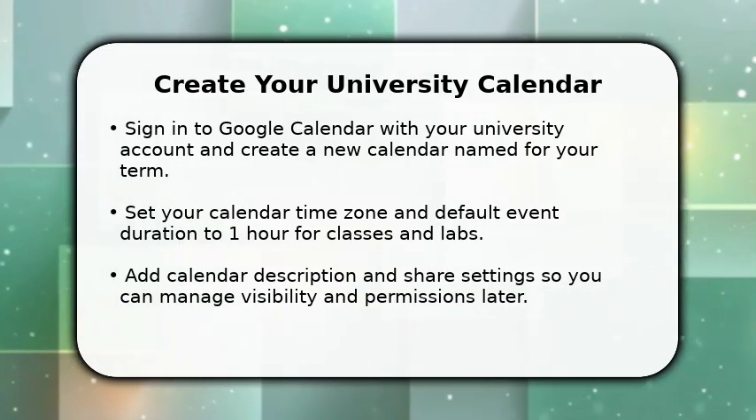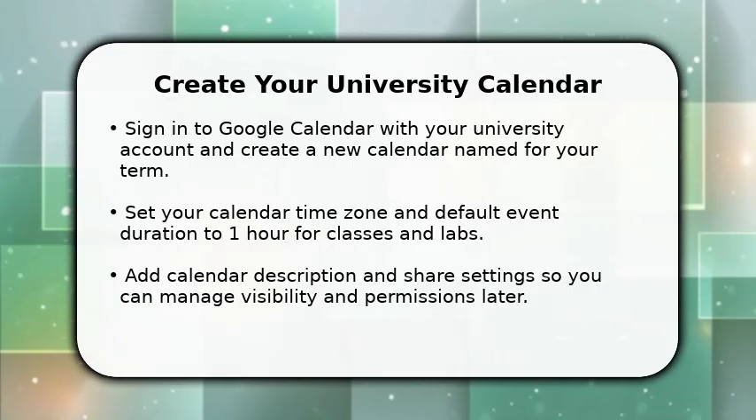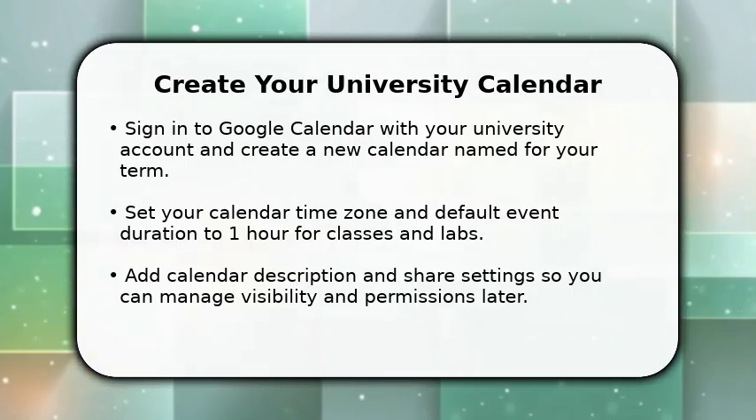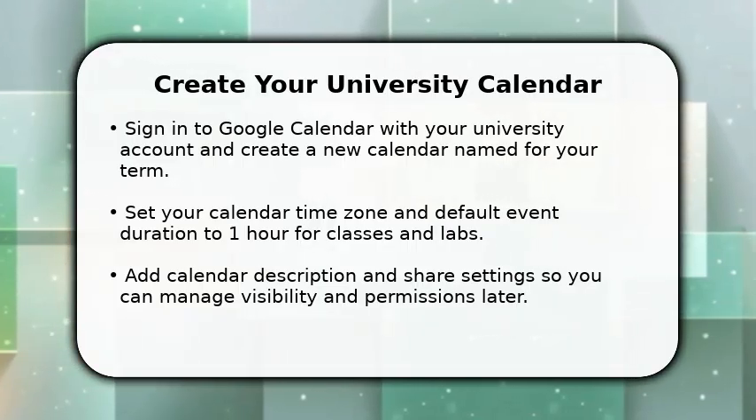Adjust the default event duration to 1 hour or to match your typical class length. Add a clear description so you remember the purpose of this calendar. Check sharing settings so you can manage visibility and permissions later.